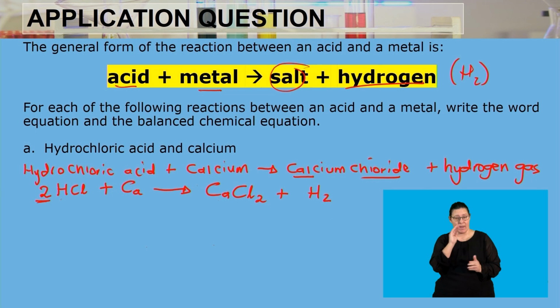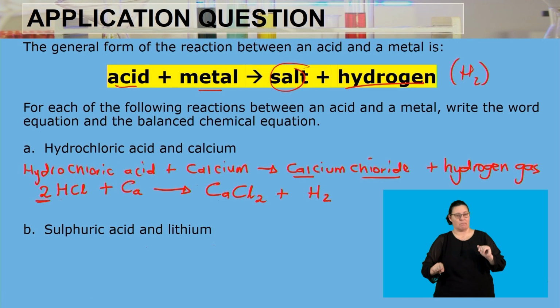Remember that when we are balancing equations, we are using coefficients. We never change the number at the bottom, being the subscript. You always change the coefficient, which is the number in front that you have added there.